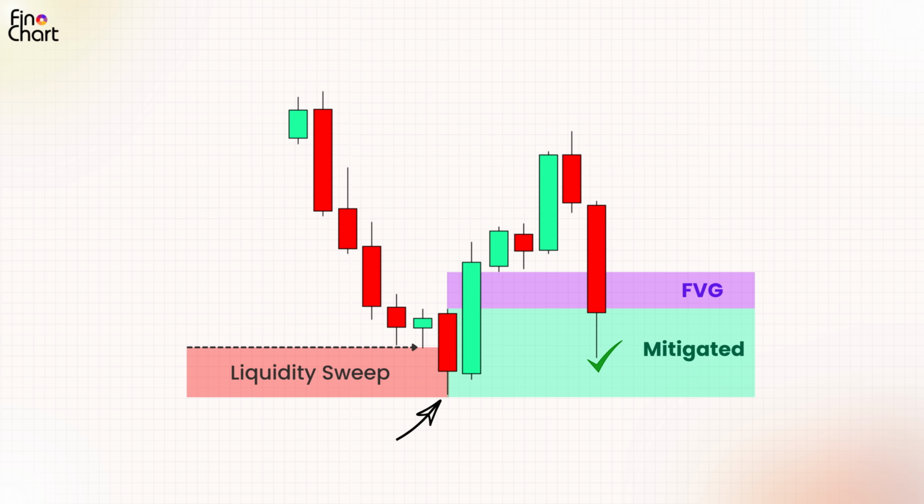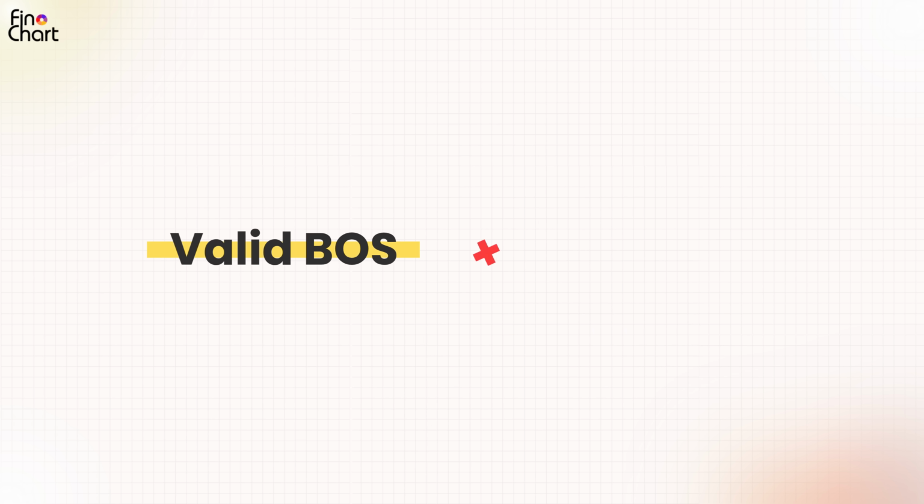This is one of the most common mistakes traders make. They see a zone that worked once, and they keep trying to trade it again and again. But a mitigated order block is a dead order block. Move on and look for fresh ones. Rule number 4. Valid break of structure plus inducement.